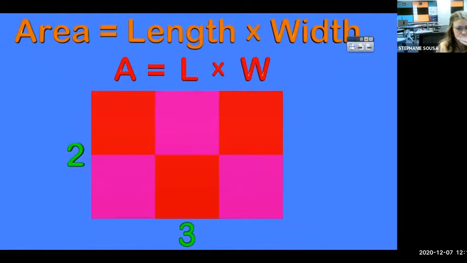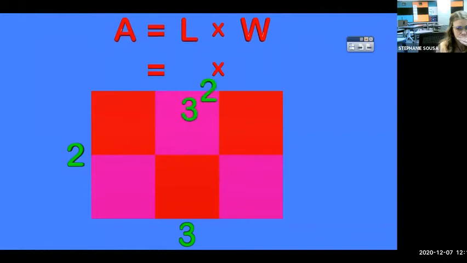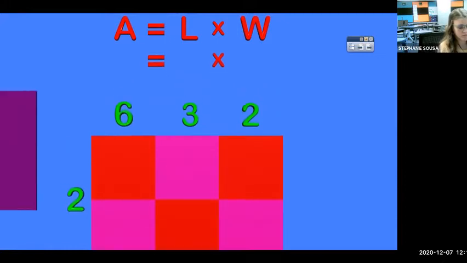We just found the area of this rectangle by counting the square units. We got 6 square units. What if we plug the numbers into this formula? The area of the rectangle is equal to 3 multiplied by 2. What is 3 times 2? 6. Amazing! We just found the area of the rectangle without even counting the square units. This is very helpful because watch this next rectangle.